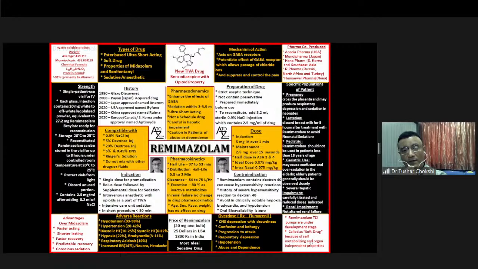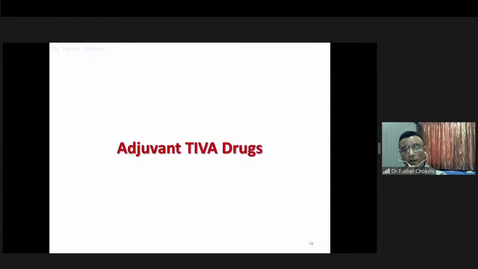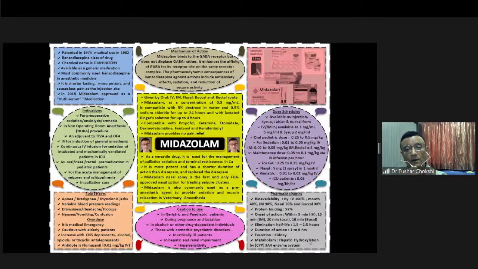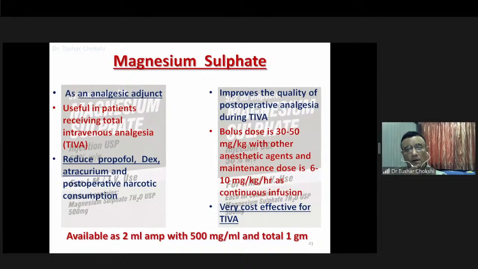So it is very costly. Some of the adjuvant TIVA drugs I use include midazolam, 0.05 milligram per kilogram. Now I have stopped using these drugs. But the thing you should remember is that the total dose should not be more than 10 milligrams. This is the midazolam infographic.